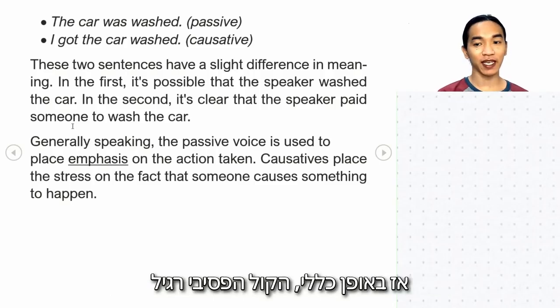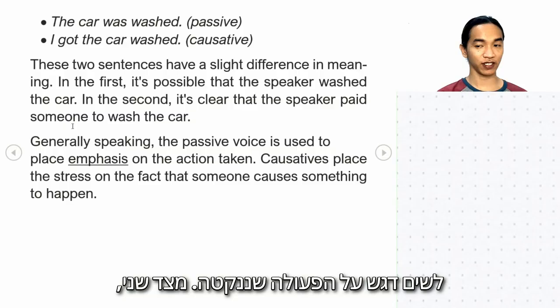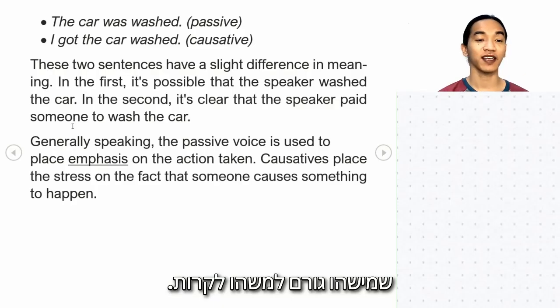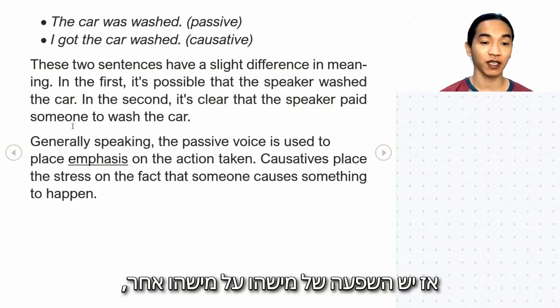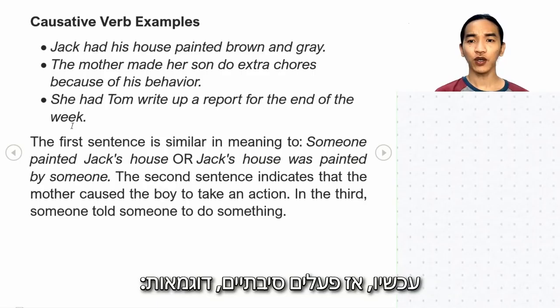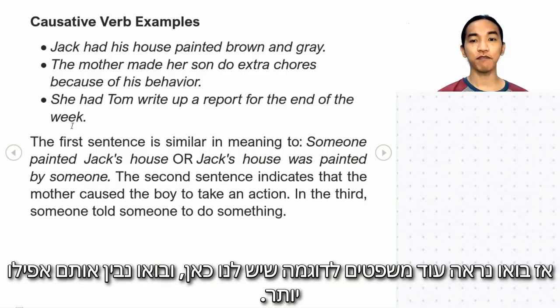So, generally speaking, the passive voice is used to place emphasis on the action taken. On the other hand, causative verbs place the stress on the fact that someone causes something to happen. So there's an influence of someone to make somebody do the action or to make the action happen. Now, so causative verbs example. So let's see more example sentences that we have here and let's understand them even more.